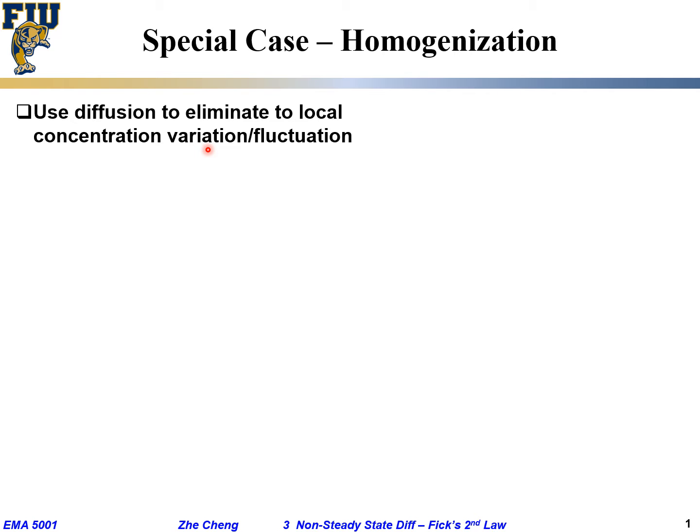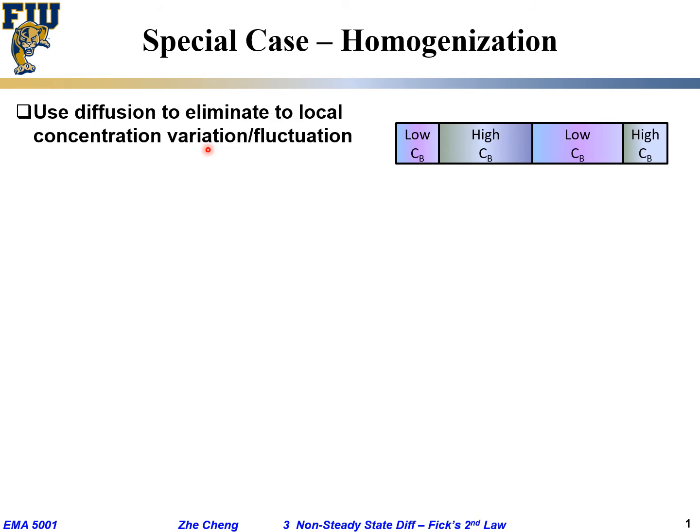more uniform. And what we have here is something like this. We have material, low concentration region, high concentration region, low concentration region, high concentration region. Of course, it may go back and forth.